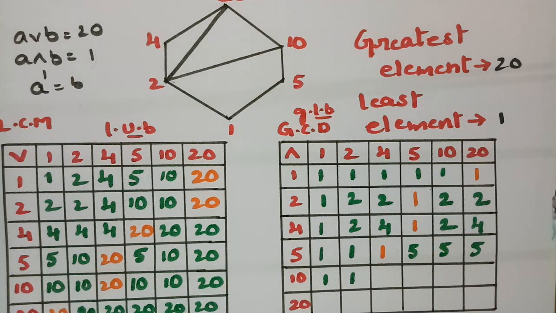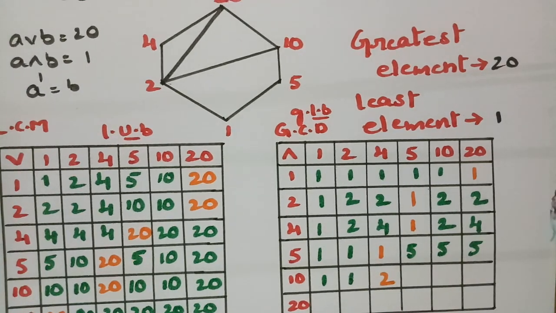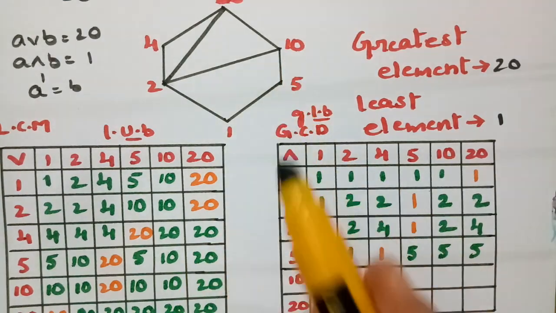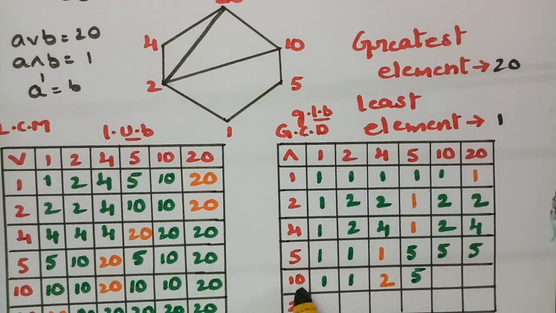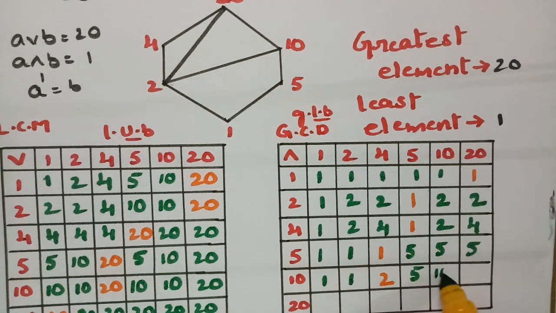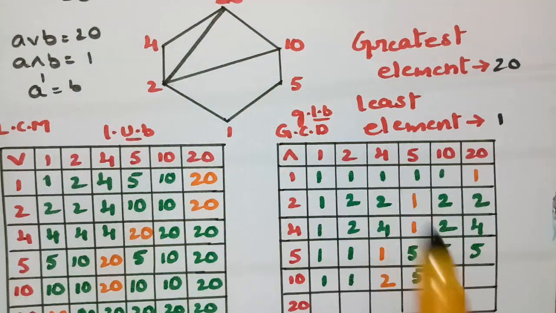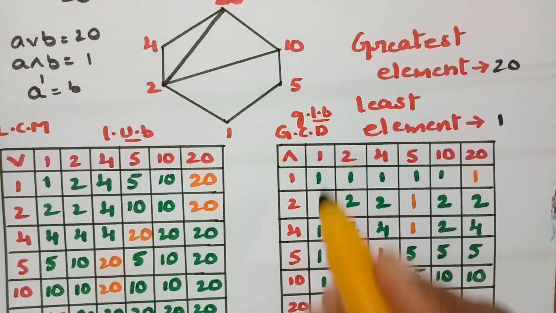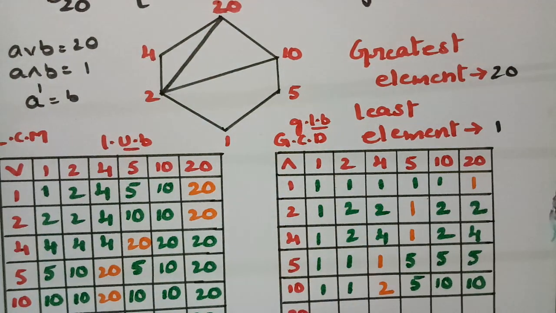So here they meet at a point 2. And next one, coming to 10 and 5, the lower bound here is 5. And next coming to 10, 10 and 20: among 10 and 20, 10 is the lower bound. Next 20 and 1: among 1 and 20, 1 is the lower bound here.